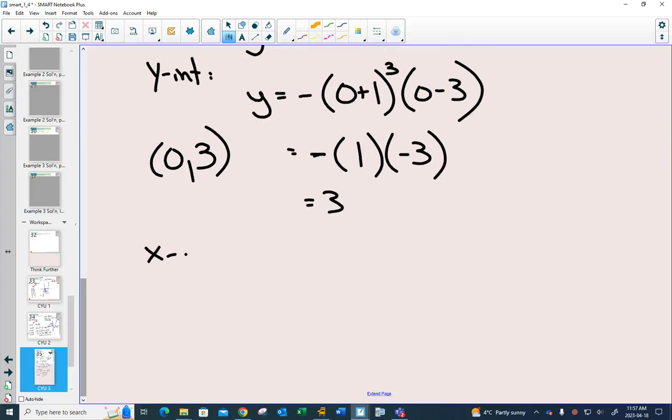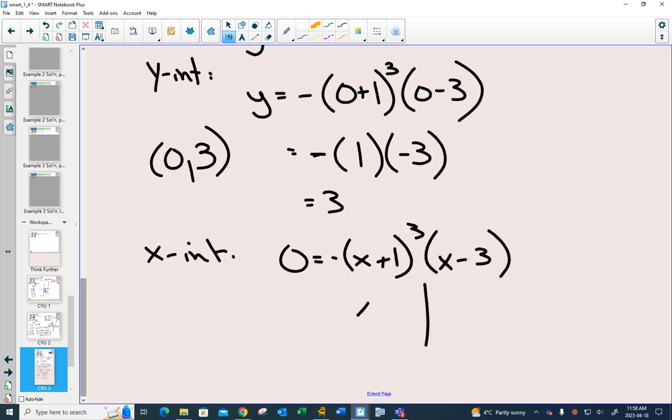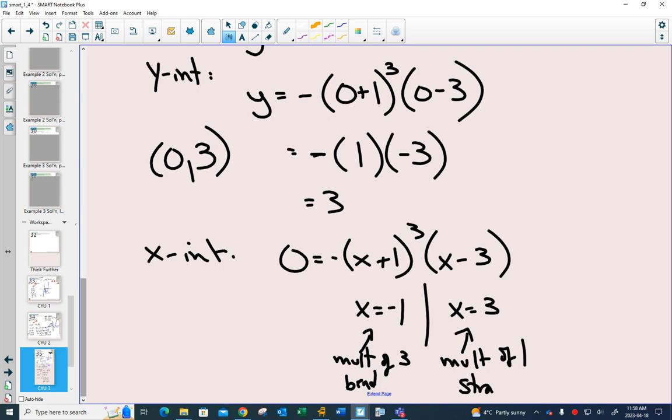And your x-intercepts, this would be 0 if x is negative 1. This one has a multiplicity of 3, which tells us we're going to have a bend there. And this one is x equals 3. Has a multiplicity of 1, which means it's going to go straight through at that point.